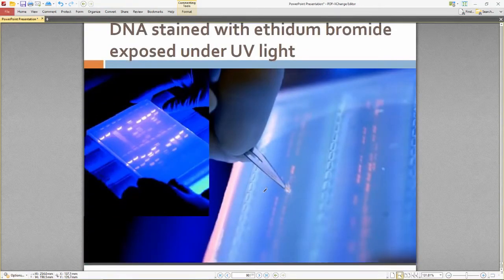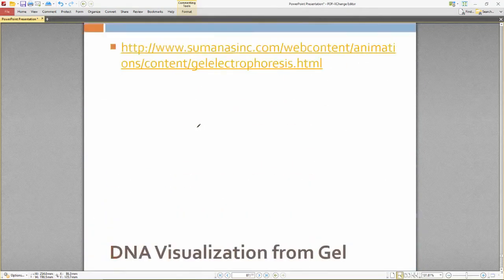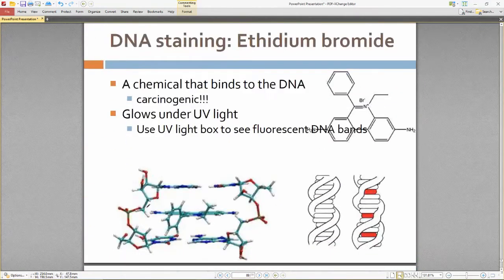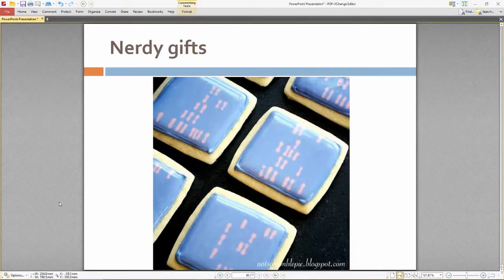So let's take a look at this. This is DNA stained with ethidium bromide, exposed under UV light. So you need to stain DNA to see these separate bands, because before you stain DNA, all you see are your loading dyes. Does that make sense? Any questions?